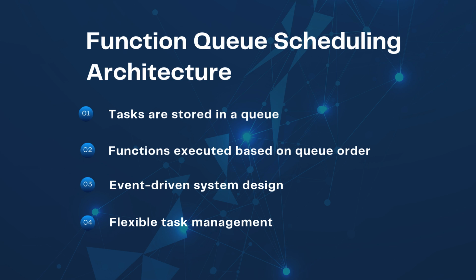So let's talk about the function queue scheduling architecture, which is more advanced than a simple loop system. In this model, tasks are stored inside a queue and the functions are executed based on queue order. The architecture is typically event-driven, meaning tasks are triggered by events such as interrupts, sensor input, or user commands. This makes the system more flexible and responsive compared to the traditional round robin method.